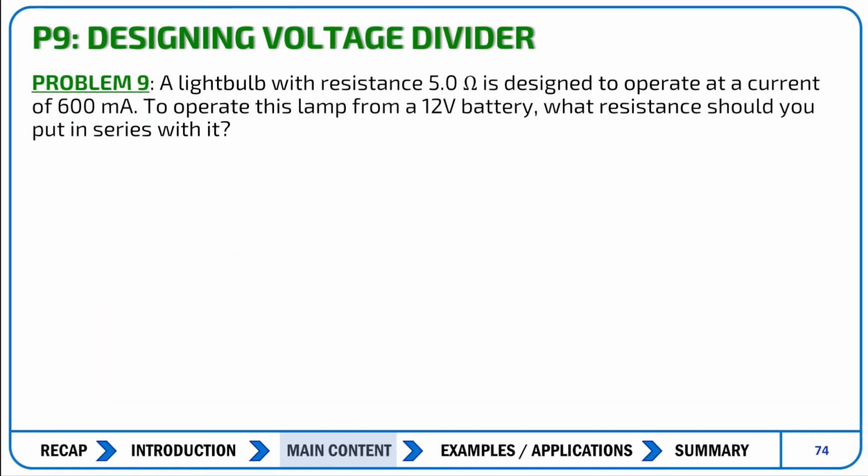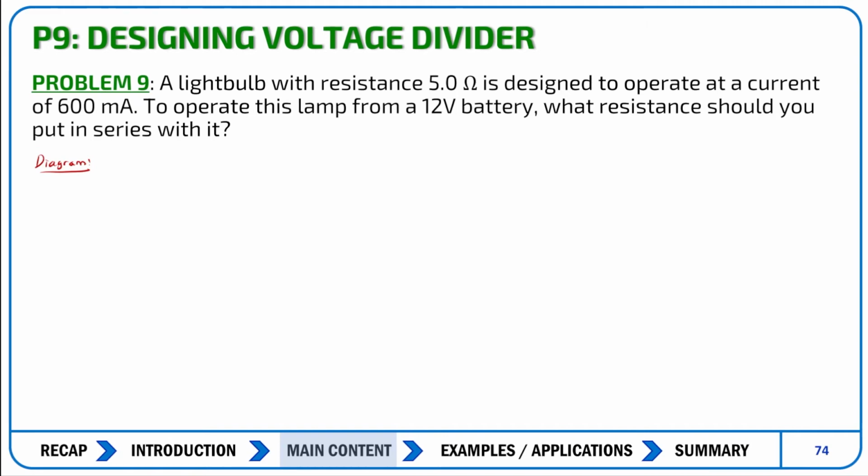Now let's take a look at designing a voltage divider. So a light bulb with a resistance of 5 ohms is designed to operate at a current of 600 milliamps. To operate this lamp from a 12-volt battery, what resistance should you put in series with it? So we do want a circuit diagram just to visualize this.